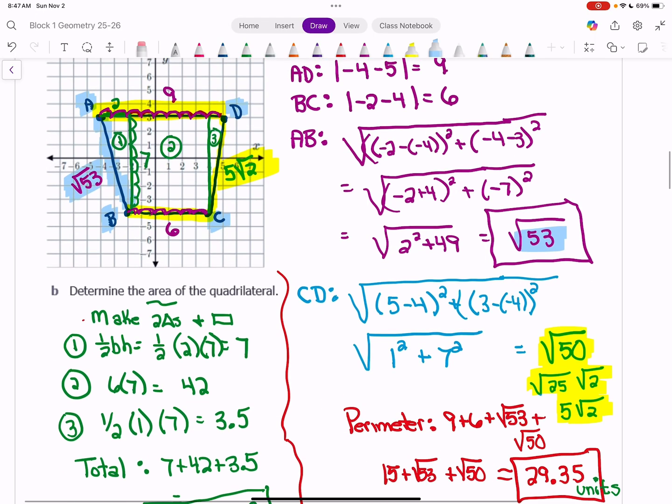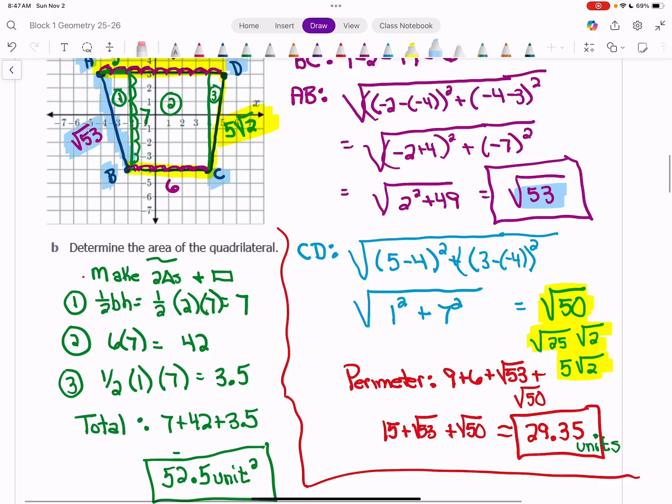All right. And then you add up every side to get the perimeter. And you cannot add those together because they do not have like bases, but we could put that in our calculator and get 29.35 units.